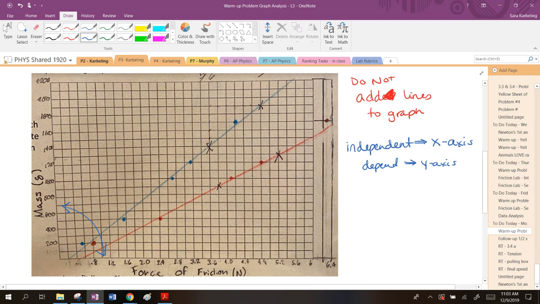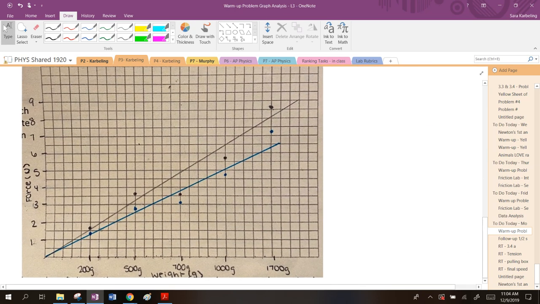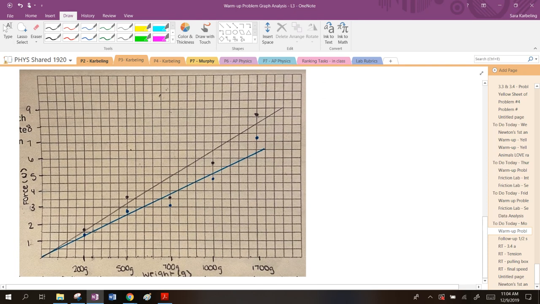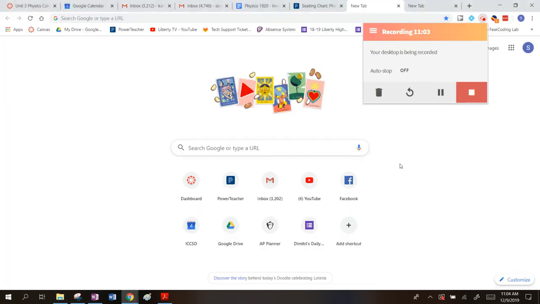Anything else that you notice on this graph? Those are the two big things that I had on that one. One more. Here it is. Take a look. I'll give you a minute to discuss. Write down what you see, then we'll talk. All right, let's take a look.